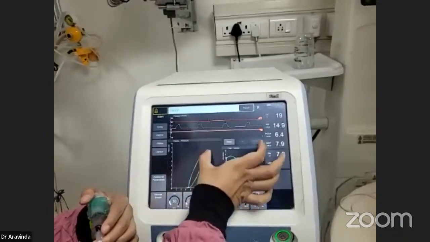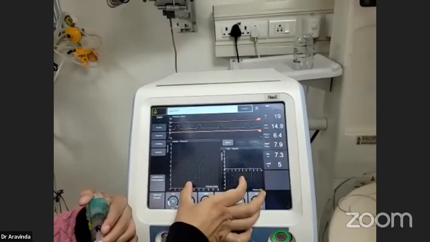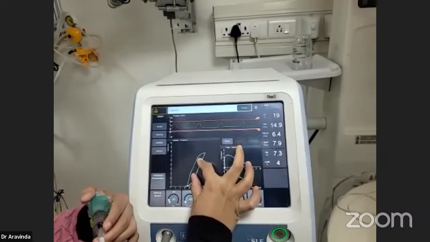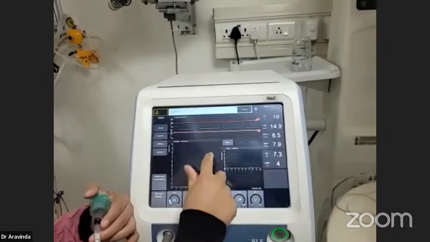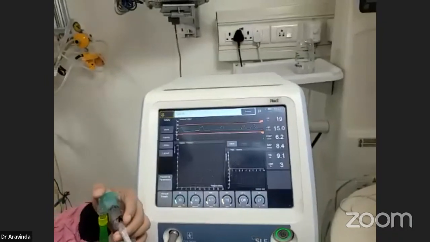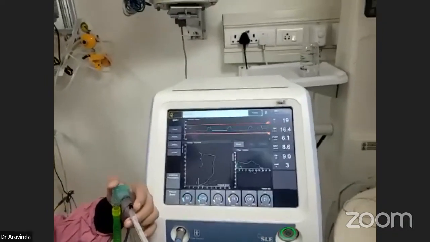If we take the midline, that is the slope of the PV loop. We have to operate in the middle of the PV loop. If you can see now, there is no beaking. That means the pressure is adequate. If we give more pressure, then we can see beaking.